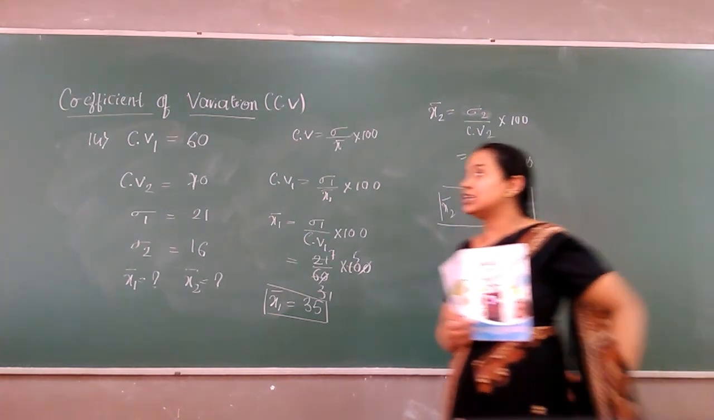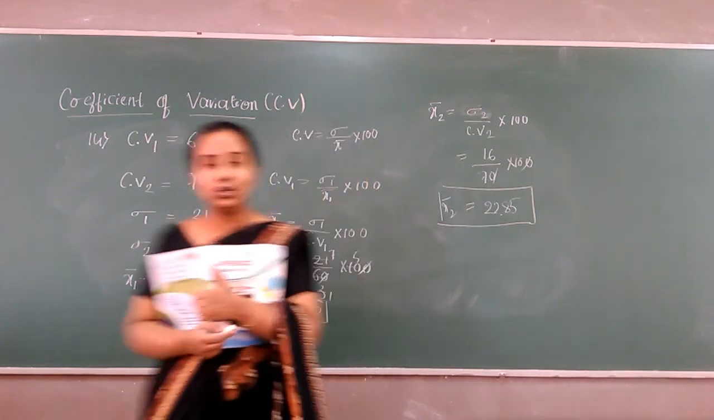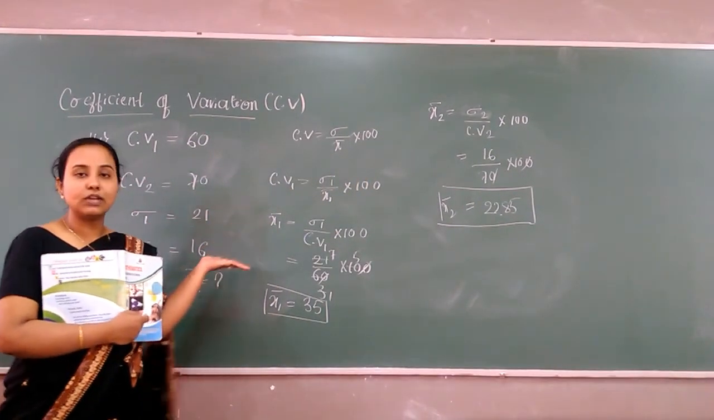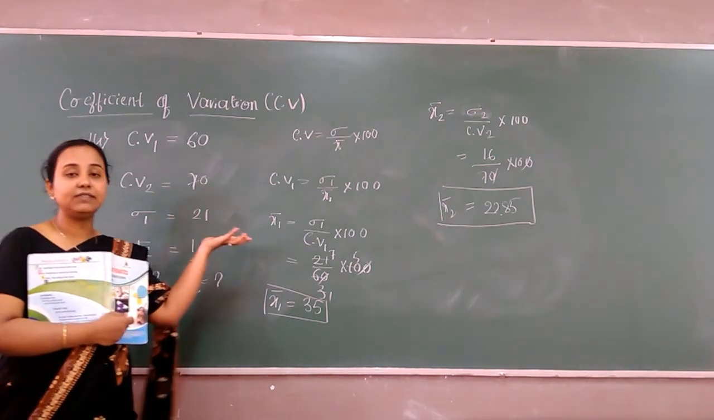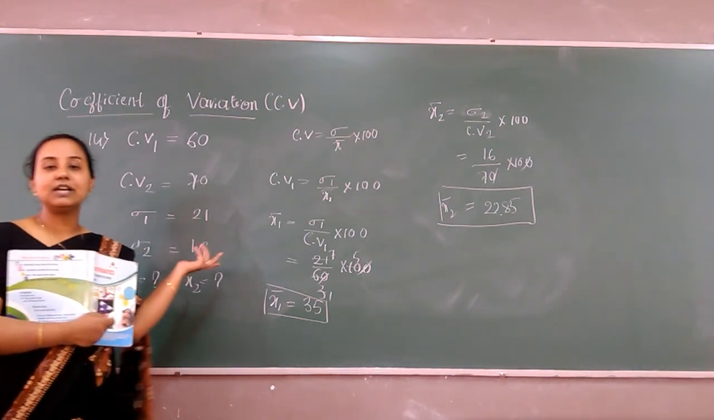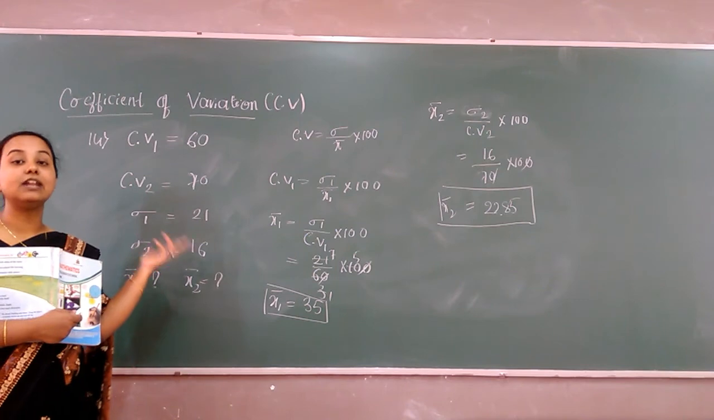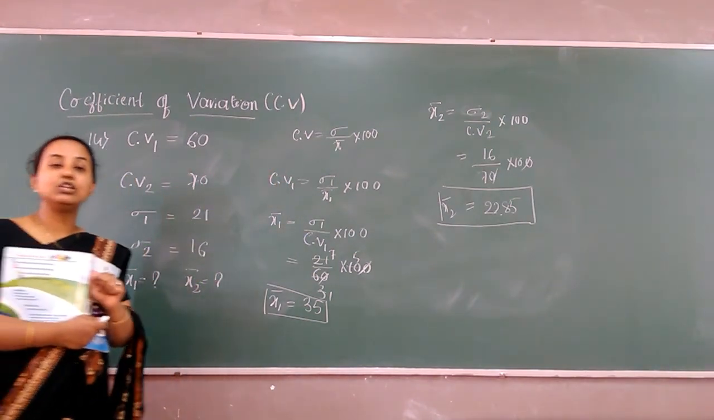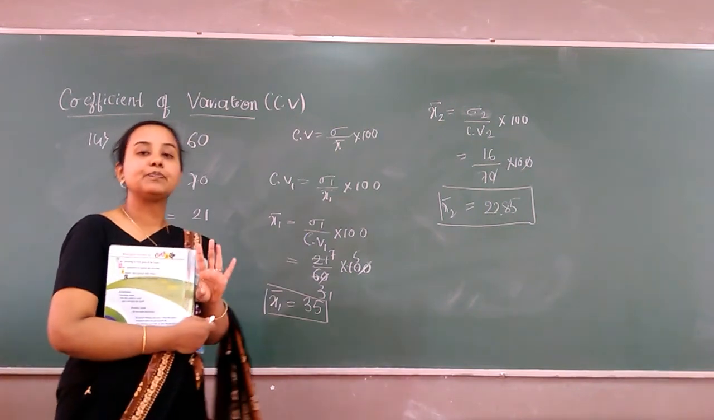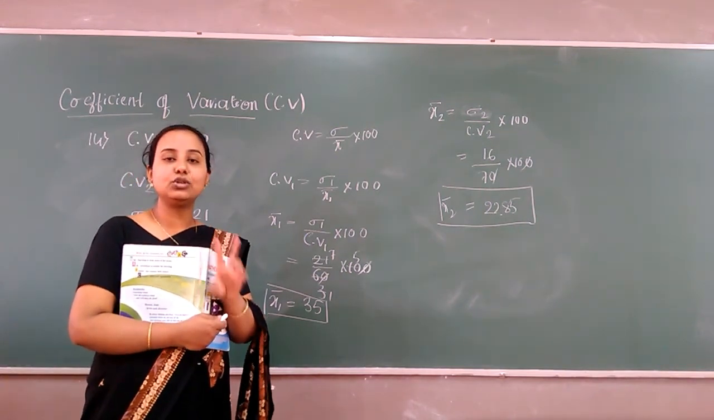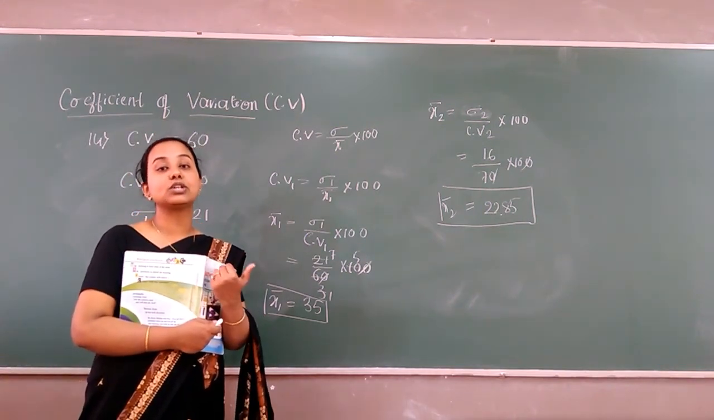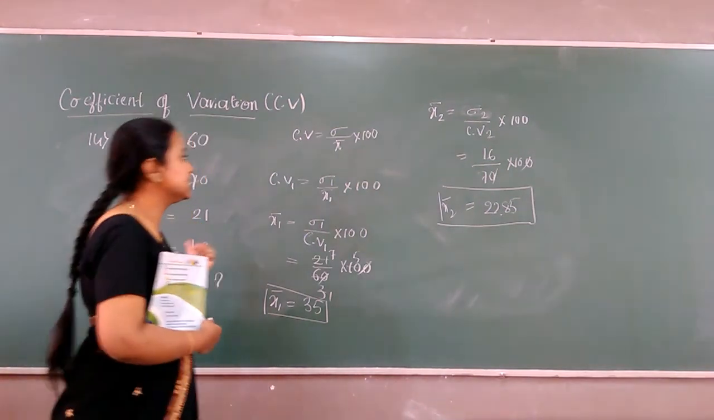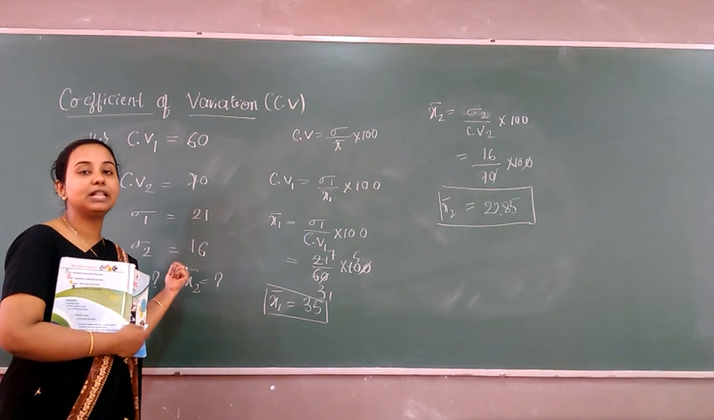So the coefficient of variation formula can be used to calculate any one of them. You can calculate the coefficient of variation, standard deviation, or mean. Any one can be calculated knowing the two remaining values. Whenever there are three variables, at least two variables should be known so as to calculate the third variable. Okay, I hope everyone is clear with this example 14.